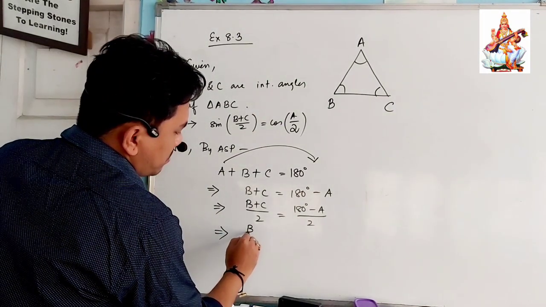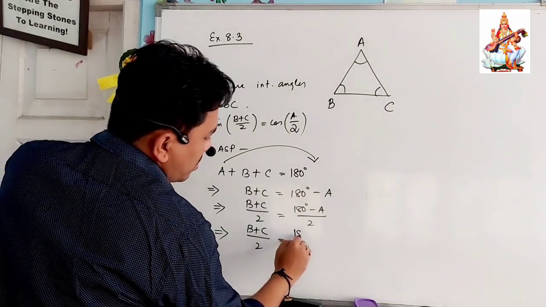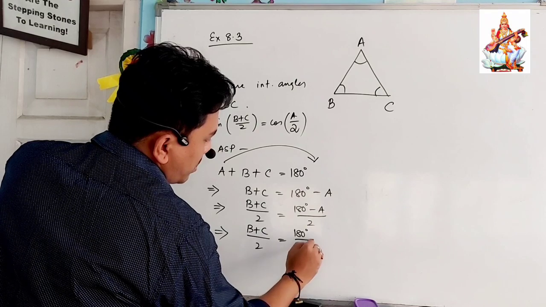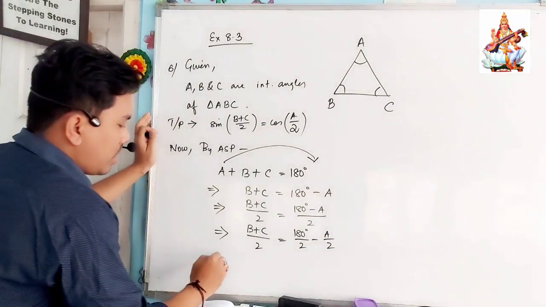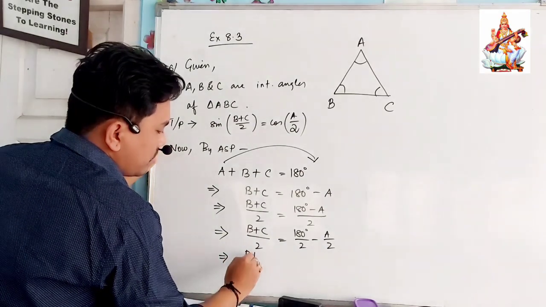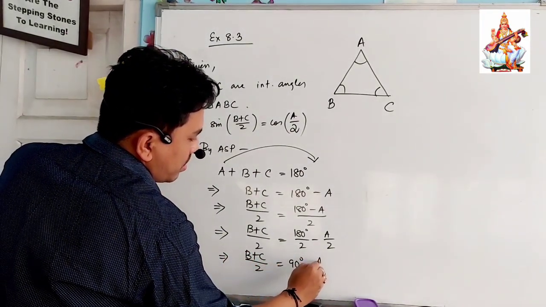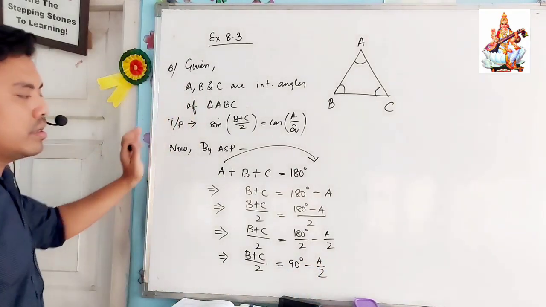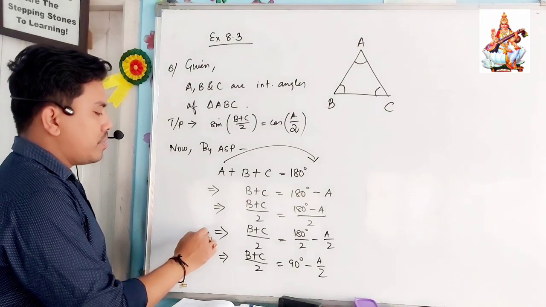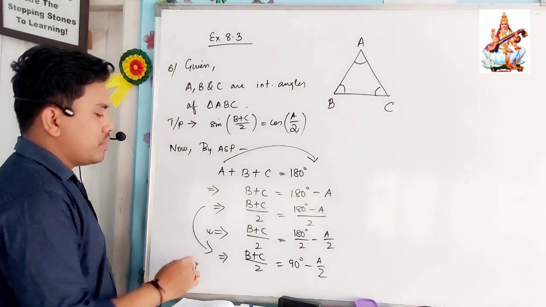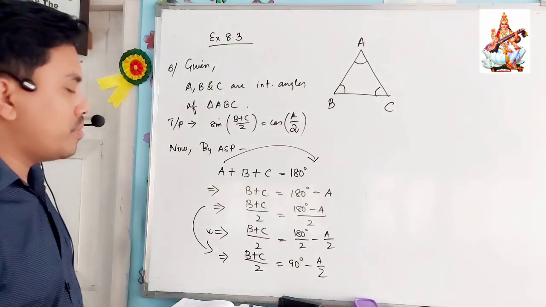B plus C by 2 will continue, and here we'll divide separately, 180 by 2 and A by 2. Now B plus C by 2 will be equal to 90 degrees minus A by 2. Instead of doing this step, you can directly jump from this step to this step. For that you have to practice properly.